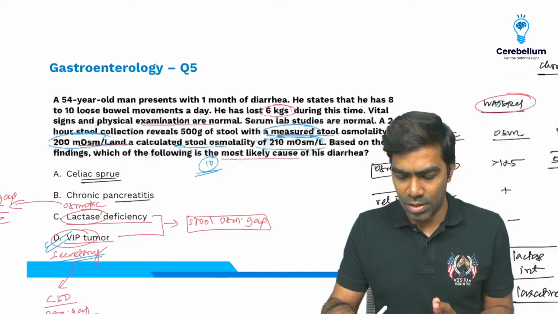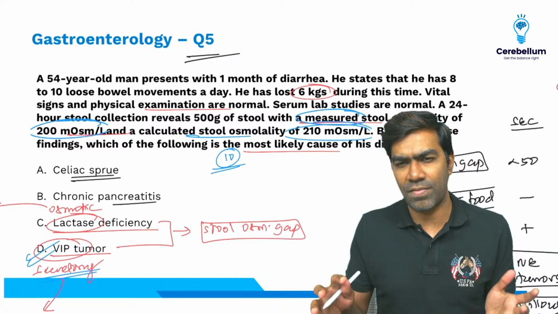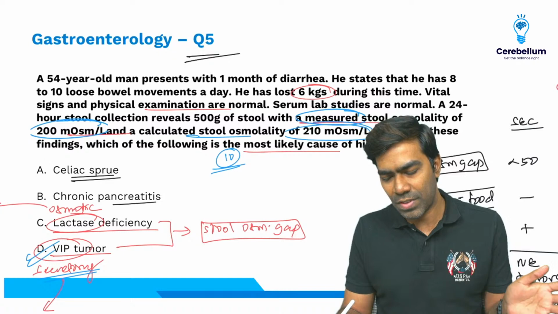So this is a question completely based on chronic diarrhea. And each and everything has some testing, okay? So for malabsorption, maldigestion, for each and everything, I have testing separately. I'm not going to talk about that right now. So here's question number 6.